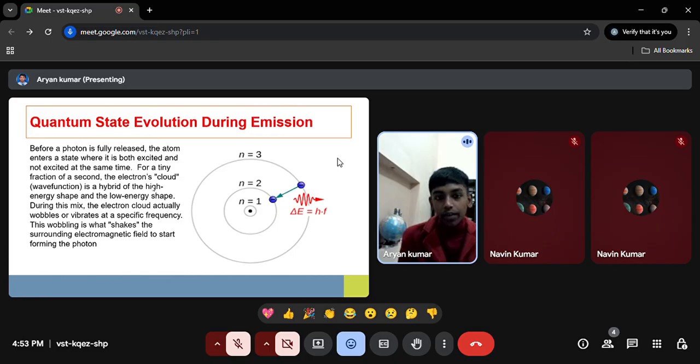During this mix, the electron cloud actually wobbles or vibrates at specific frequencies. This wobbling is what shakes the surrounding electromagnetic field to start forming that photon. At the time they are entangled, if the photon moves to the right, it would feel a left nudge to conserve momentum, and then it will go down to the lower orbitals by emitting that photon.